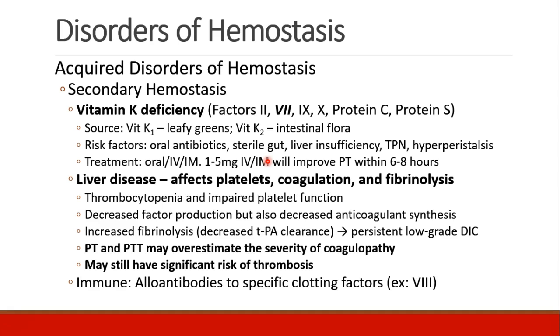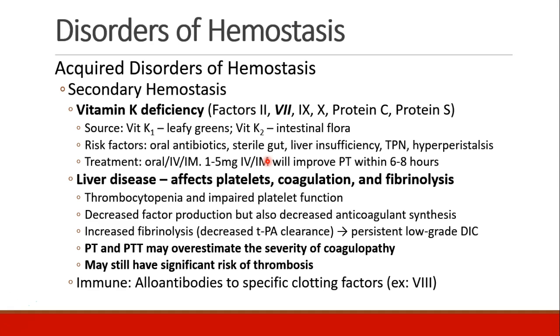Acquired disorders of secondary hemostasis could include vitamin K deficiency, which affects factors 2, 7, 9, and 10, as well as protein C and S. Vitamin K comes from leafy greens and is also synthesized by the bacteria that live in our intestines. So antibiotics could cause vitamin K deficiency, as well as liver disease, TPN, hyperperistalsis. We treat it with oral, IV, or IM administration of vitamin K.